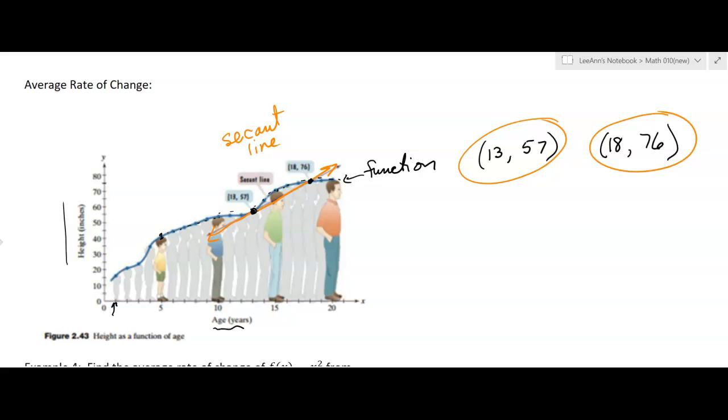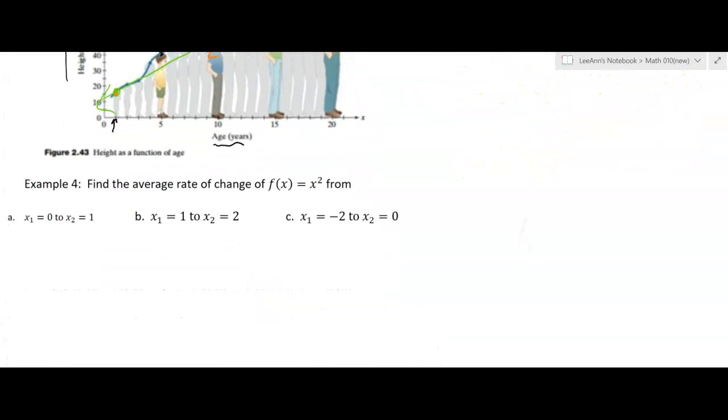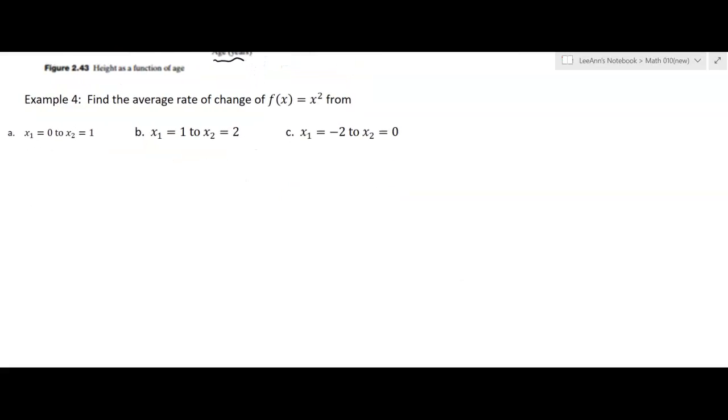Now, if I were to draw a different secant line, let's say I was starting here as a 1-year-old, and I was saying, well, what about that 18-year-old? That would be a different secant line. It would have a different average rate of change, and you could pick 2 other points. So you have to go by the points that they give you when you're doing an average rate of change, and it's read off the function. Okay, so that's with a graph.